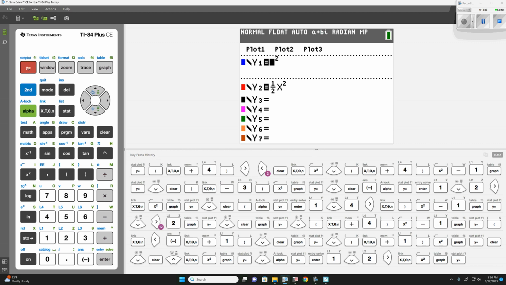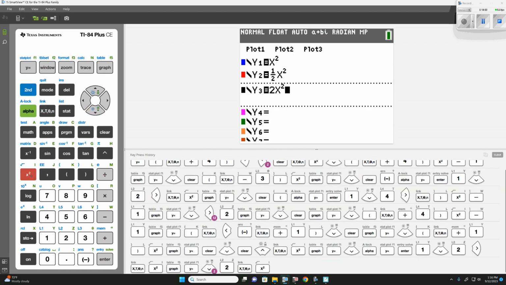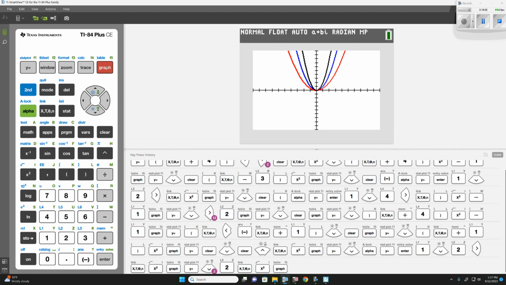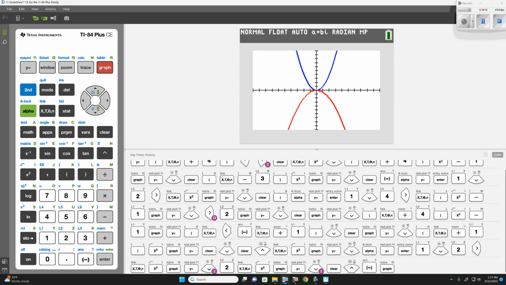If it was a stretch of 2x squared, it's going to increase faster, which means it's going to be skinnier. And we can see that the black graph is indeed skinnier. It's increasing faster. That's why we call it a vertical stretch and shrink. Now, the other part was that it was a reflection across the x-axis, which means instead of going up, it's going to go down. Graph. We do indeed have that. So that's how the new graph would look.